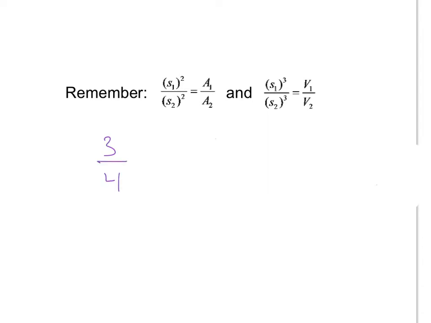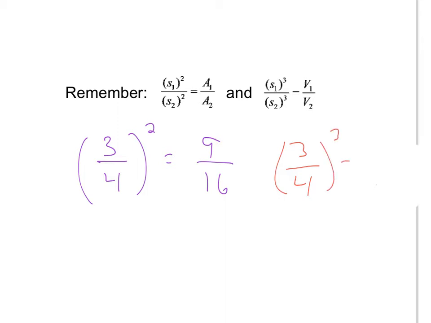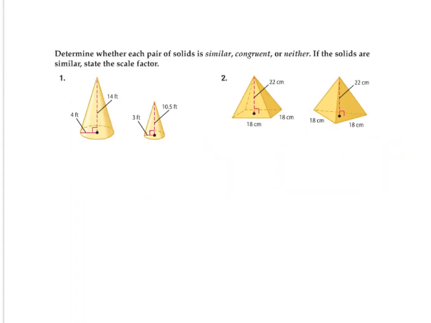If I square 3 to 4, I'm going to get the ratio of their areas. So that would be 3 squared, which is 9, and 4 squared is 16. That would be the ratio of their areas. If I take the same scale factor, 3 to 4, and cube that, I'm going to get the ratio of their volumes. So 3 cubed is 27, and 4 cubed is 64. So that's how we would do those. Let's do a couple.